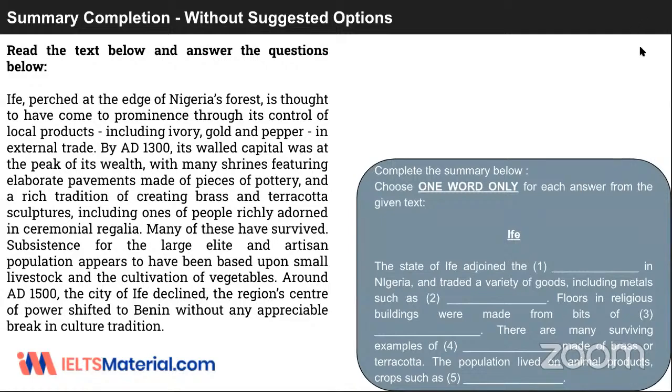Now let's come to the question. We have a small paragraph. I hope everyone is able to see the paragraph today very clearly.